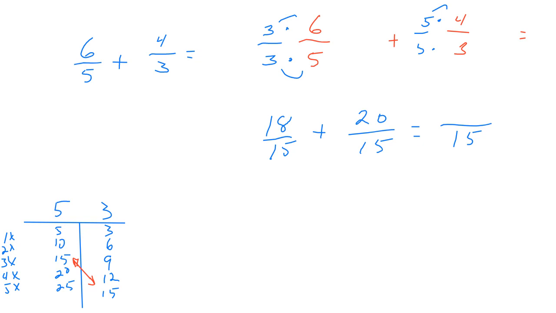It's over 15. So I add 18 plus 20. Remember, once I have that common denominator, if I'm adding or subtracting, it doesn't change the denominator. Once they're common, it stays. So now let's just add this up. 18 plus 20 will give me 38 over 15. And the only things that go into 15 are 3 and 5. And I know 5 doesn't go into 38. And I see 3 doesn't go into 38. So there's my answer, 38 over 15.